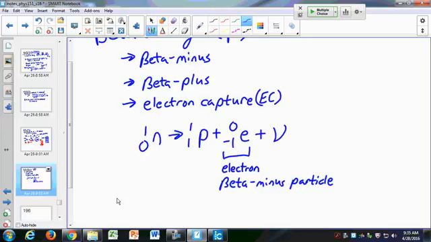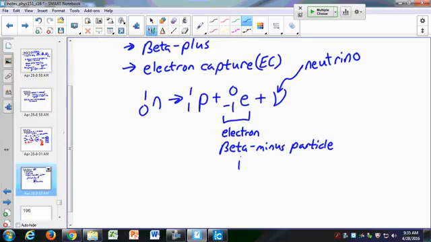So in our parent nucleus, we'll start with a neutron, and then that neutron will turn into a proton by emitting an electron, or a beta minus particle. It'll emit that beta minus particle, and then it also emits a neutrino. More about that in just a bit. You'll just need to know what a neutrino is and the role that it plays. So the beta minus is the same as an electron. It has the same charge, same mass.